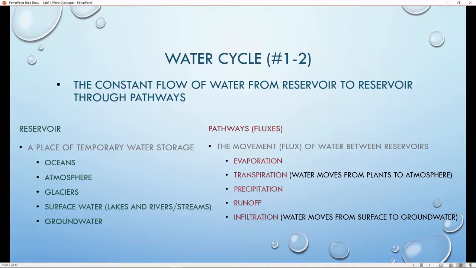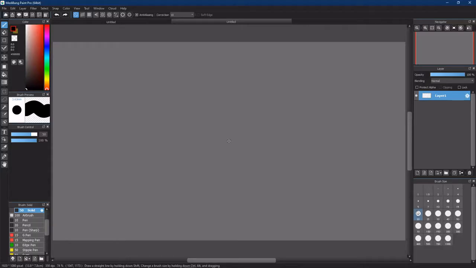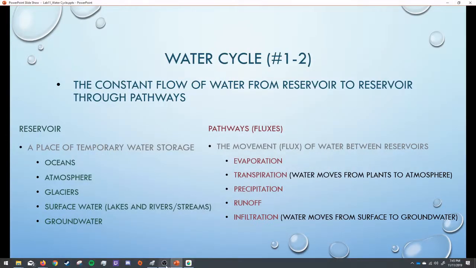So the water cycle involves the constant flow of water from reservoir to reservoir through pathways. Just to reiterate here, reservoirs are a place of temporary water storage, so oceans, atmosphere, glaciers, surface water, and groundwater. The pathways, also called fluxes, are the movement of water between reservoirs. So those are the pathways we spoke about: evaporation, transpiration, precipitation, runoff, and infiltration. If you're unfamiliar with the term flux, it just means a transference, a movement of something, and that's something that can be measured.